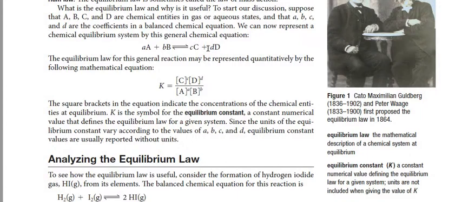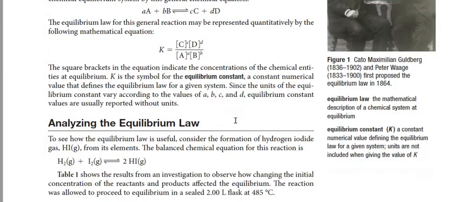Since the units of the equilibrium constant vary according to the values of a, b, c, d, equilibrium constant values are usually reported without units, because it's different based on different reactants or products and their coefficients. So far we can say that the equilibrium law is the mathematical description of the chemical system at equilibrium, and the equilibrium constant is a constant numerical value defining the equilibrium law for a given system, and units are not included when giving the value of K.